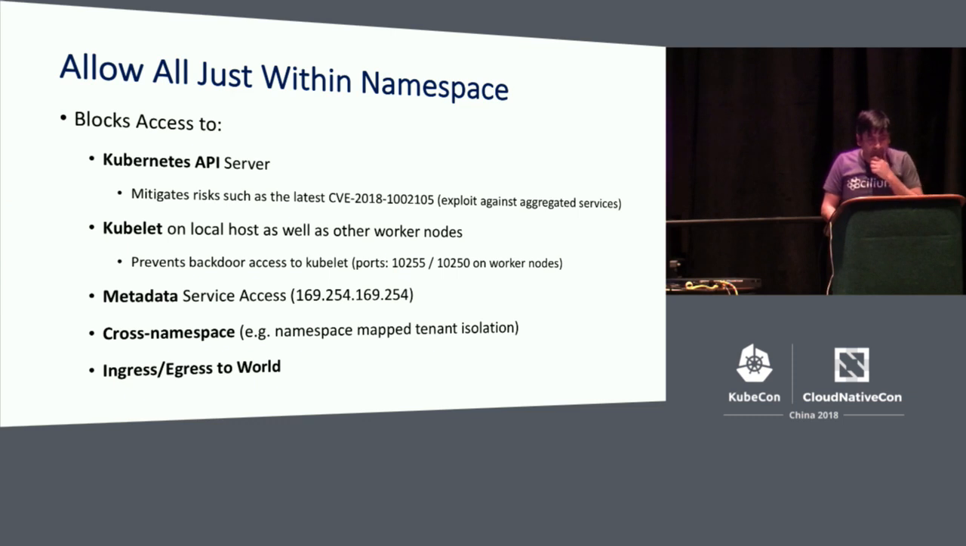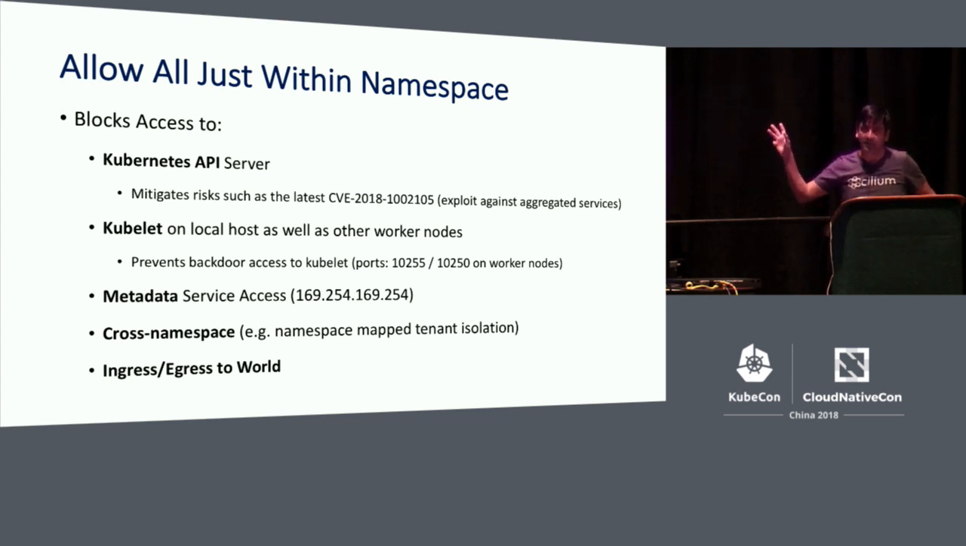Before we jump into the terminal, though, just one double click on allow within namespace. What we have learned in practice from other customers is that it's a good starting point. It protects a lot of these sensitive access points: API server, kubelet server, metadata services if you're running on cloud, any cross-tenant breaches if you have mapped your tenants to namespaces, and unwanted ingress and egress. So it's a decent starting point, right?